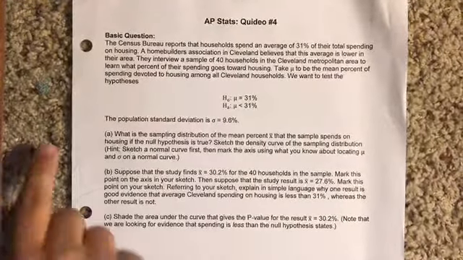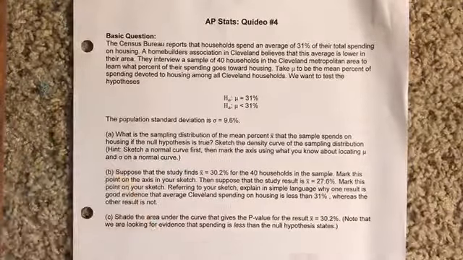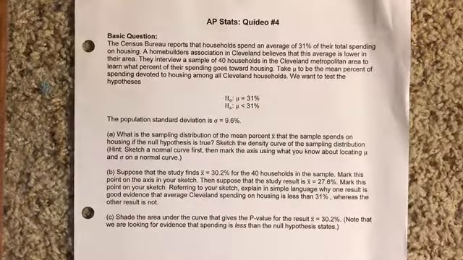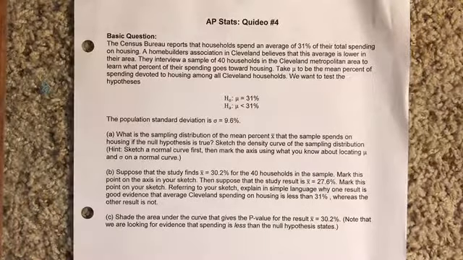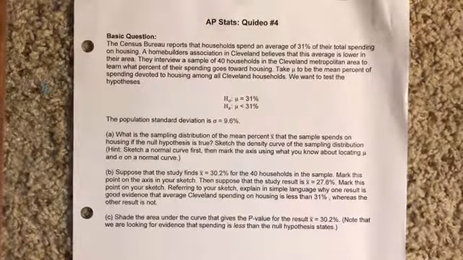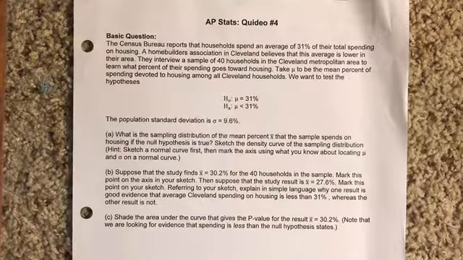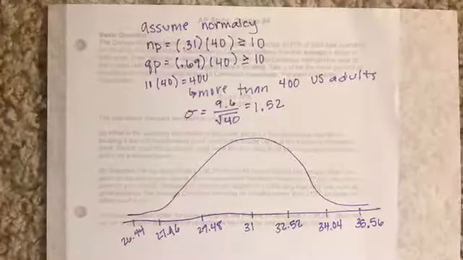So part A says, what is the sampling distribution of the mean percent, X bar, that the sample spends on housing if the null hypothesis is true? Sketch the density curve of the sampling distribution.